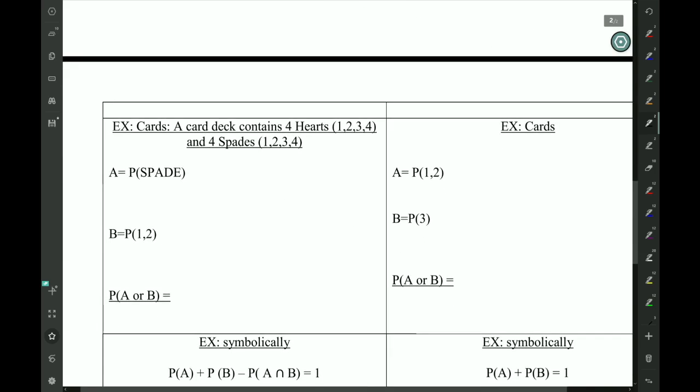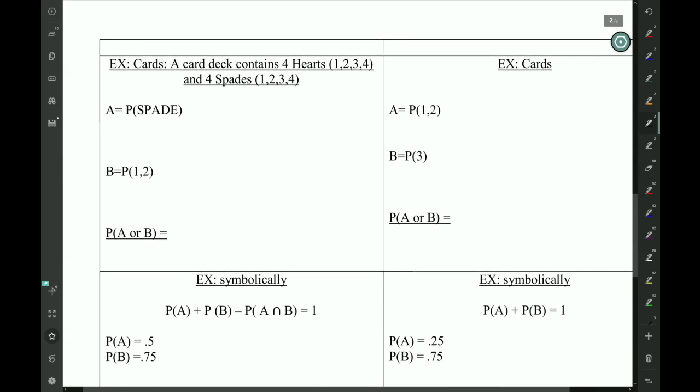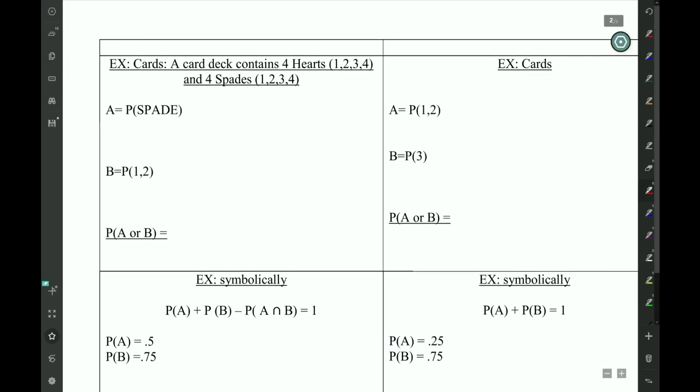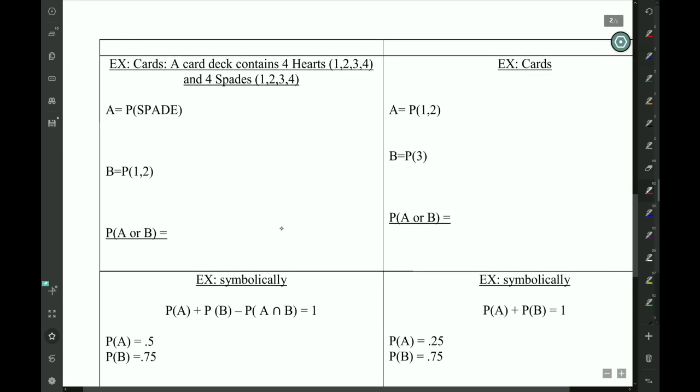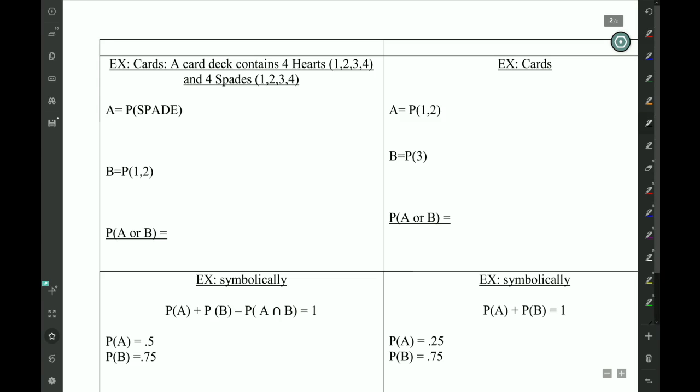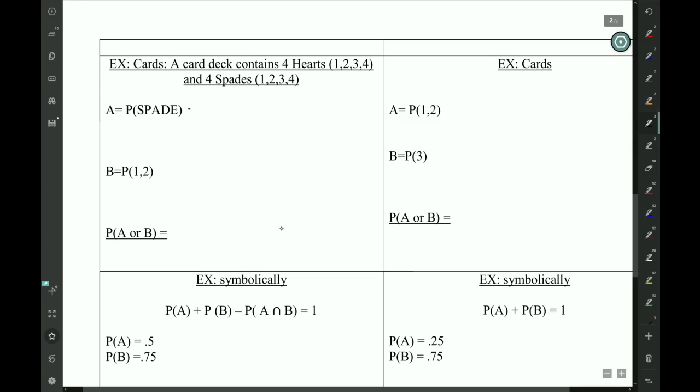Okay, another example, cards. We're going to do a lot with card decks. I kind of simplified it here for us. We have 4 hearts and 4 spades, each numbered 1, 2, 3, or 4. So for an example of an overlapping event, let's say I have a spade. So the spades, again, are 1, 2, 3, 4. How many total cards are there? I have 8 total cards. So that's a good thing, again, to know for probability. Really, it's 4 out of 8. Keeping in mind, it's 1, 2, 3, and 4.